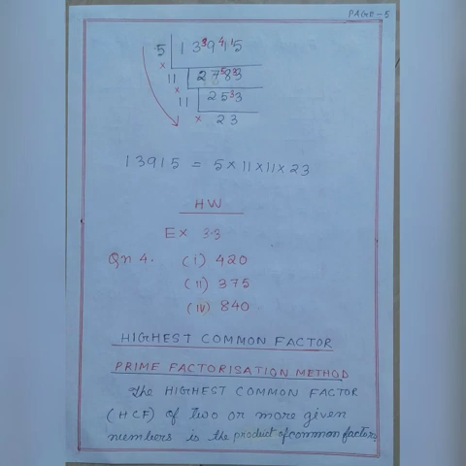If we divide 253 by 11, in 25 we have 2 11s, that is 11 into 2, 22. 25 minus 22, 3 will be remainder. 3 and the next digit 3 will make 33. 11 into 3 is 33, so the quotient is 23. 13915 is equal to 5 into 11 into 11 into 23.